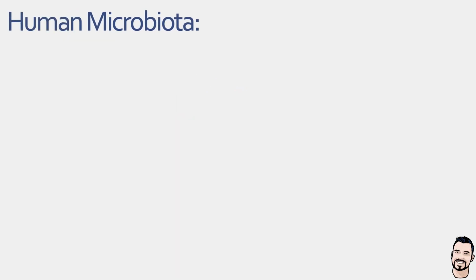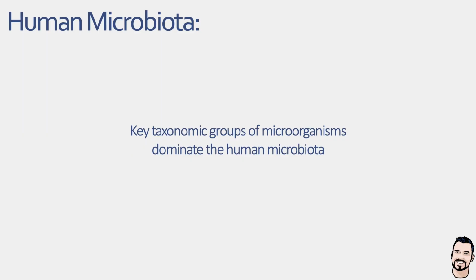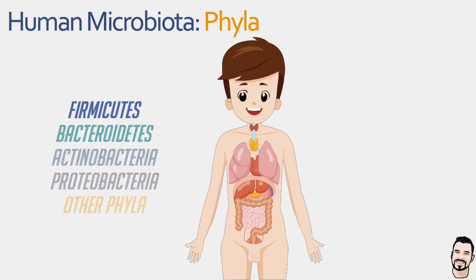So what types of living microorganisms actually dominate the human microbiota? Well, excluding non-living entities like viruses and bacteriophage, bacteria are by far the most abundant, followed by smaller contributions from fungi and archaea. Now, amongst the bacteria, there are four key taxonomic groups that appear consistently as endogenous microorganisms. And these are the firmicutes, bacteroidetes, actinobacteria, and proteobacteria, along with some other phyla. Now we'll go through each of these key phyla in a bit more detail in a moment.